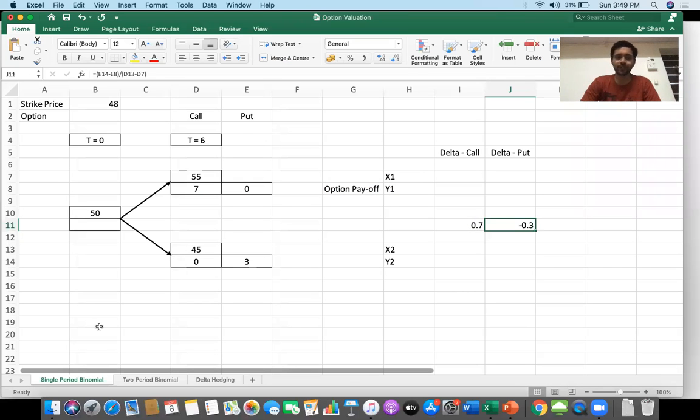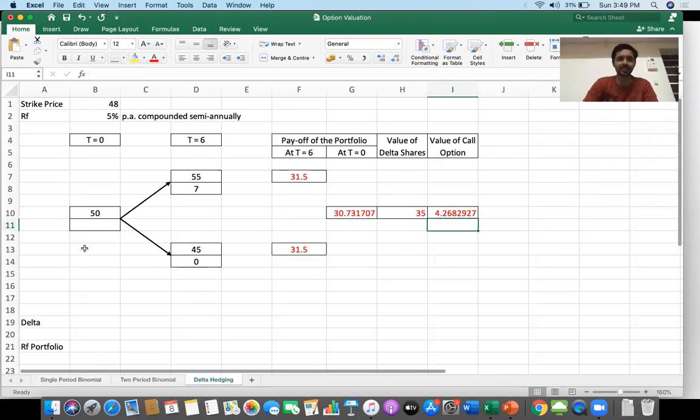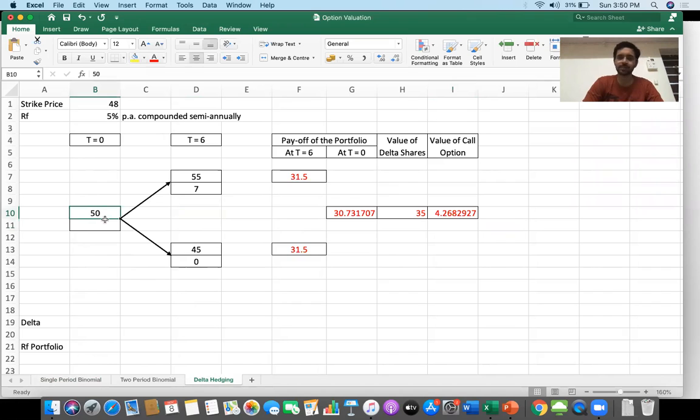So for instance, it's the same example in the single-period model; I've just come to a different sheet. We had 50 as the share price today. We have 55 as one possible share price, and 45 as the second possible share price. I'm deleting what was there earlier. What I'm going to show you is that if we have a portfolio wherein we have written one call option and are holding delta shares, then even if the share price is 55 or 45, the payoff from the portfolio, meaning the future cash flow, is going to be certain.